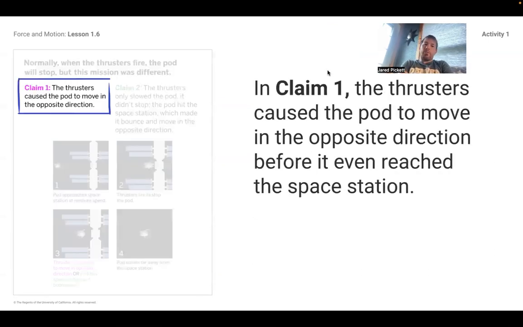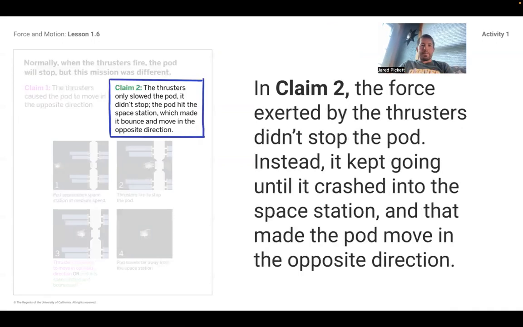In claim 1, the thrusters cause the pod to move in the opposite direction. In claim 2, the thrusters only slowed the pod. It didn't stop. The pod hit the space station, which made it bounce and move in the opposite direction. So both of these claims explain the situation that we saw. We saw a pod coming in, then the video cut out, and then the pod literally going off in the other direction. So both of these claims honestly have the ability to explain what we saw.